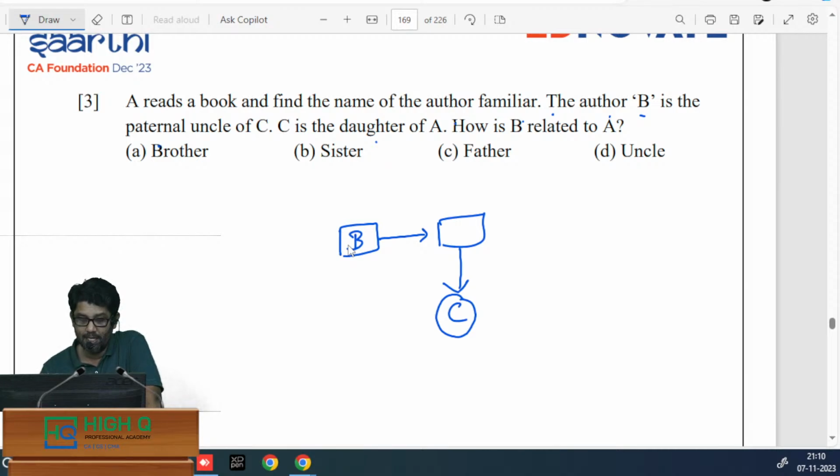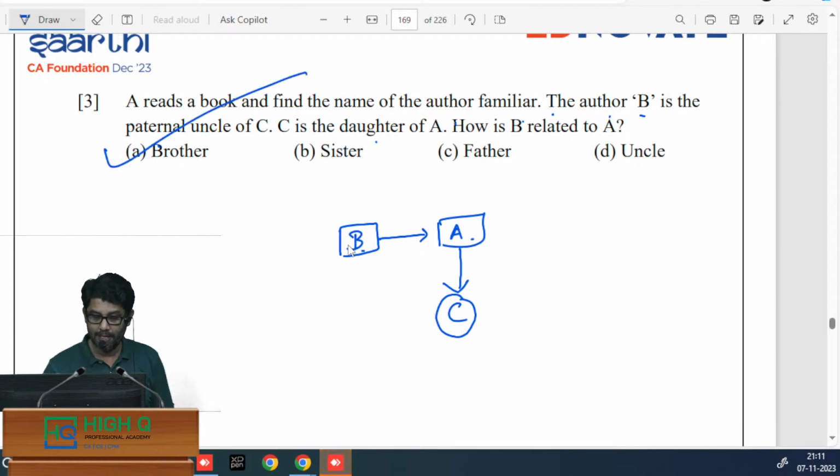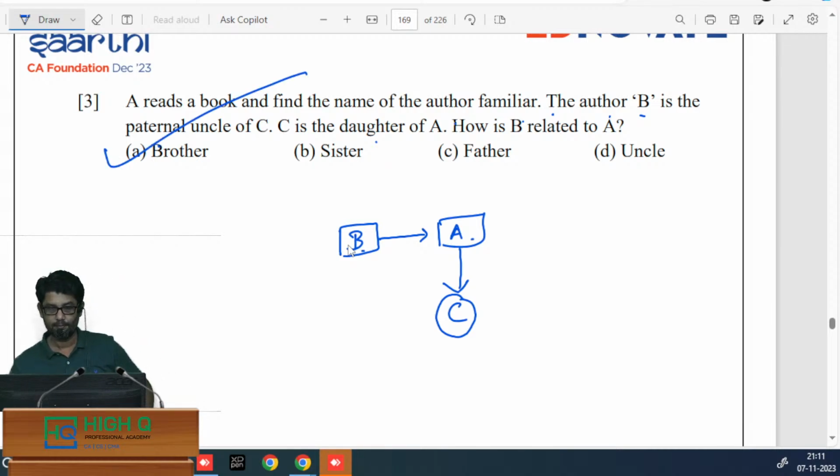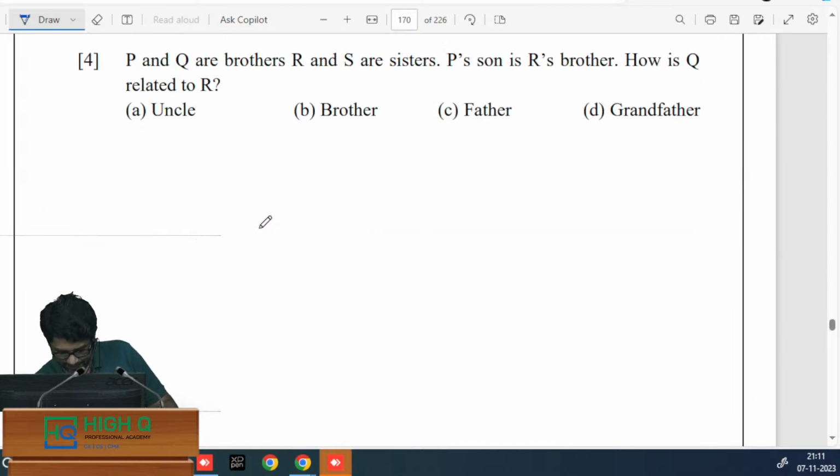How is B related to A? Look at this. C is daughter of A. So how is B related to A, my dear? Brother. Yes, brother. Next step.